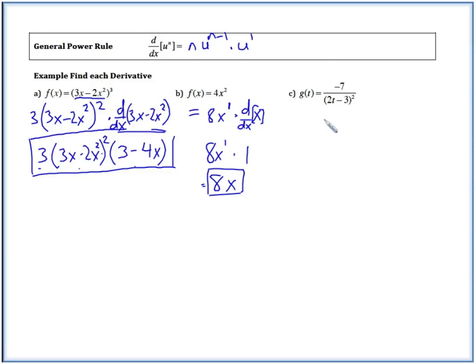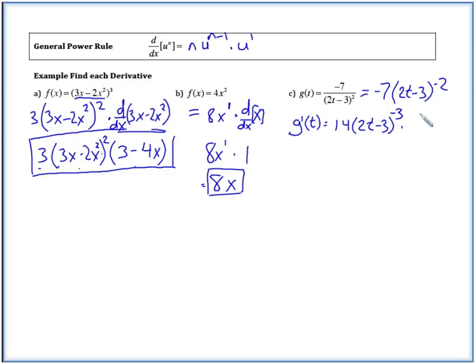Alright, for our next example, we're going to try out this general power rule again. And here we have a constant over a function, so we're going to rewrite this with a negative exponent. And let's go ahead and find our derivative. So here we have negative 2 times negative 7. It's 14. And we're going to leave the inside for now. That'll be to the negative third, because we subtracted 1.